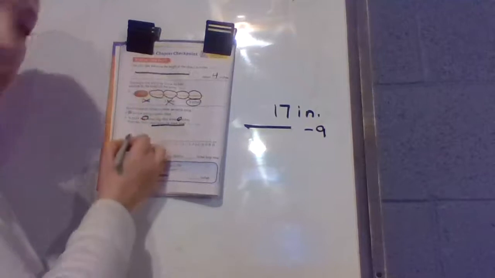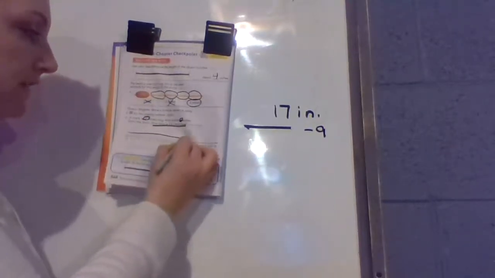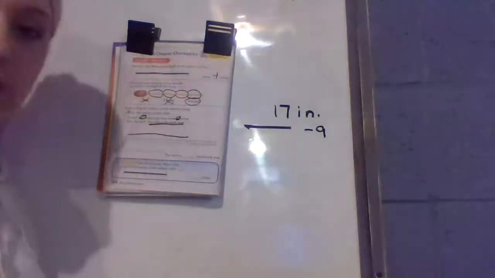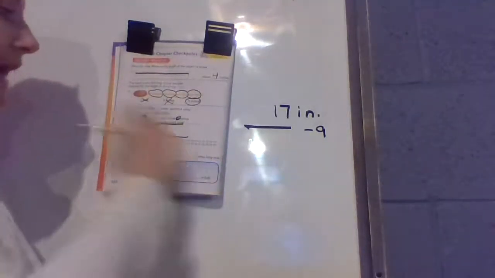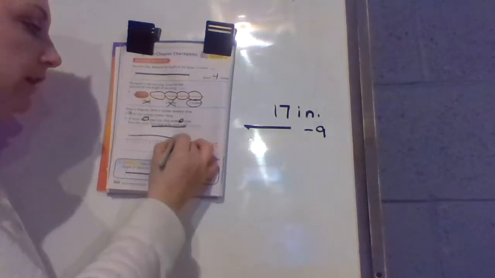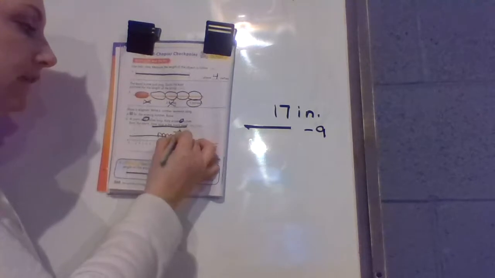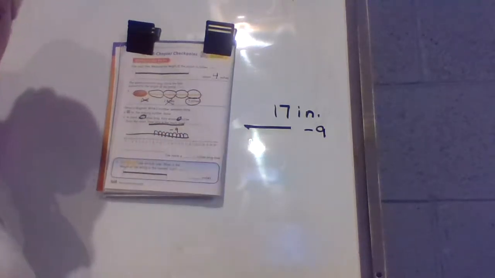Uh-oh. All right, so let's take a look at what we're going to do. Everybody draw a line from the 0 to the 17. That's how long the line started. Then she erased 9, so we're going to count backwards 9. 1, 2, 3, 4, 5, 6, 7, 8, 9. Minus 9. So let's look at what the matching problem would be.